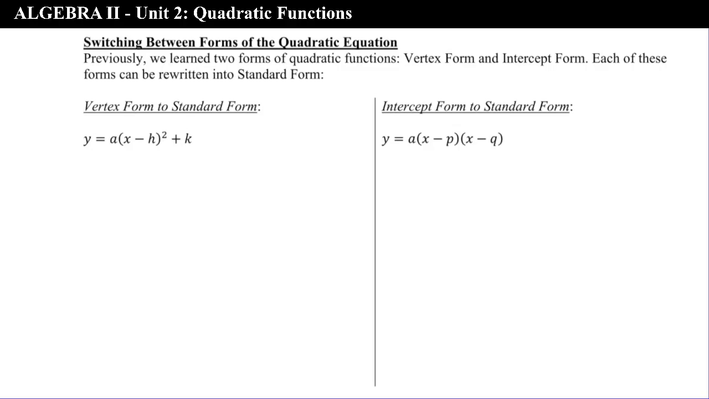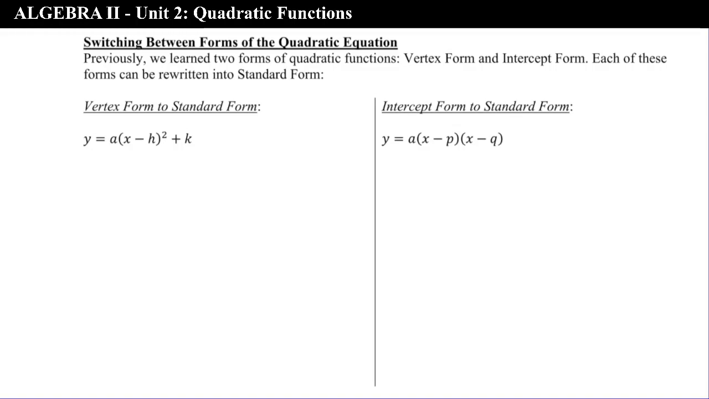So you may find it useful to switch between different forms of the quadratic equation because the standard form may not give you what you need, the intercept form may not give you what you need, your vertex form may not give you what you need, so you need to get to a different form. So here we're going to talk about how vertex form and intercept form relate to standard form and how you can get to standard form.